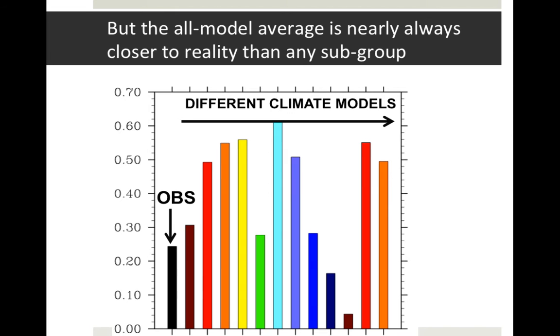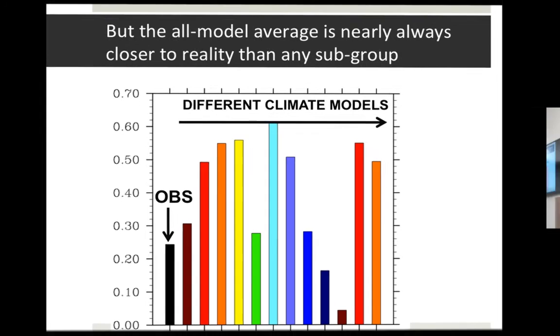Again, what do you see? You see some models are too strong, some models are too weak, but this figure has a very, very important conclusion that you can infer by visually averaging the colored bars. And this conclusion is borne out by published study after published study. It's the conclusion that the all-model average is nearly always closer to reality than any single other model. So I have been in so many assessments and so many projects and so many studies and research groups where people are agonizing over which climate model to use.